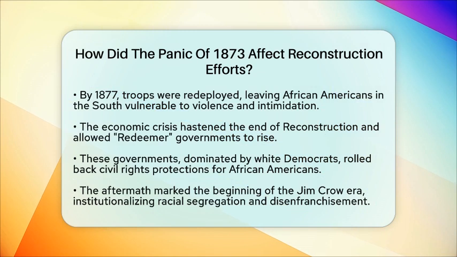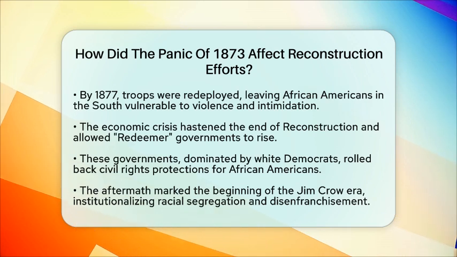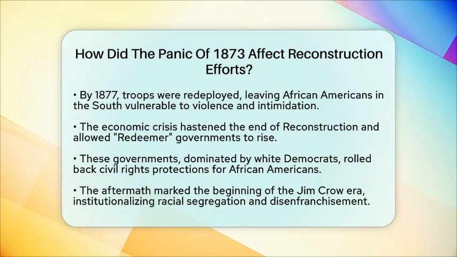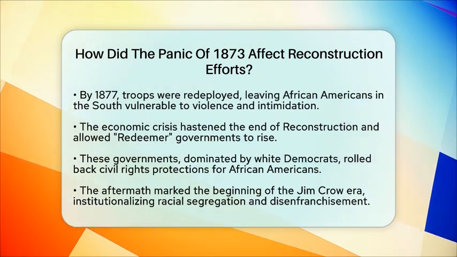In summary, the Panic of 1873 caused a severe economic depression that shifted national focus away from Reconstruction. The resulting political and military changes undermined efforts to protect and advance the rights of freed African Americans. This led to the premature end of Reconstruction and the rise of segregationist policies in the South. The economic crisis played a key role in shaping the post-Civil War racial and political situation in America.